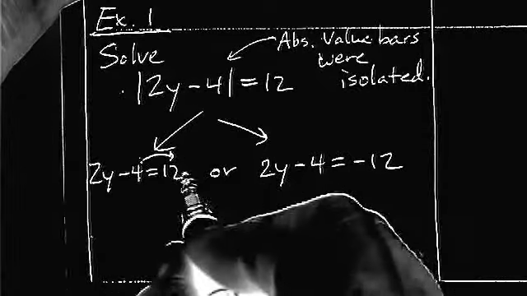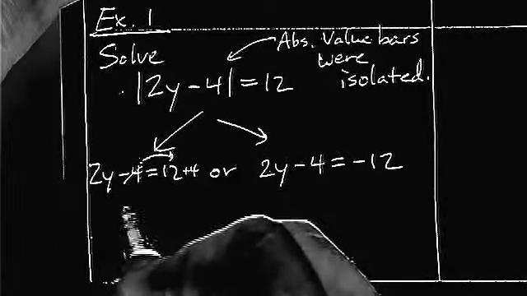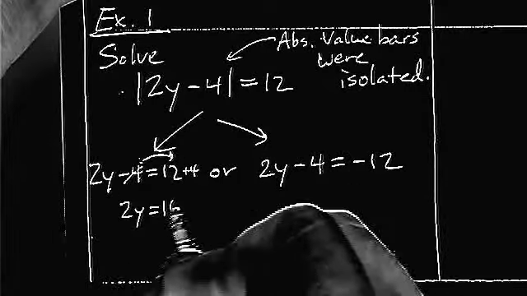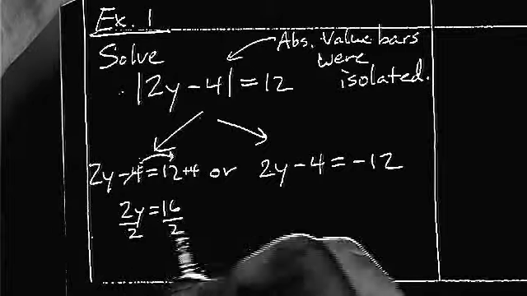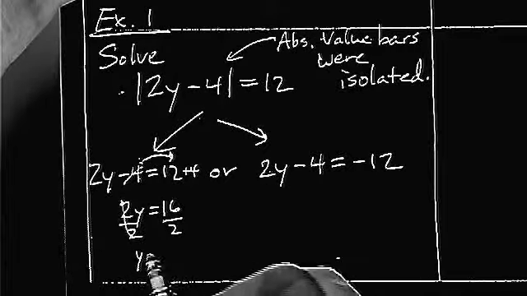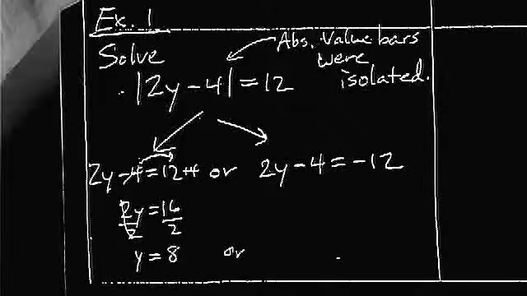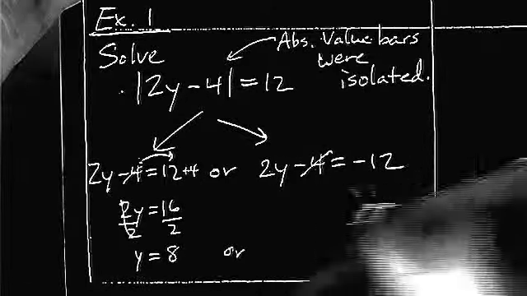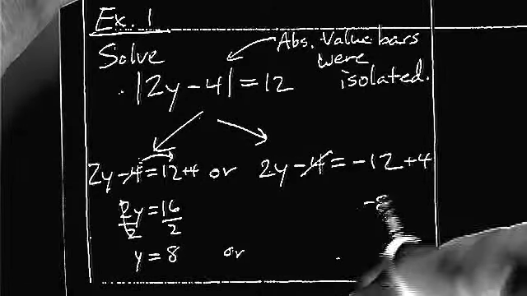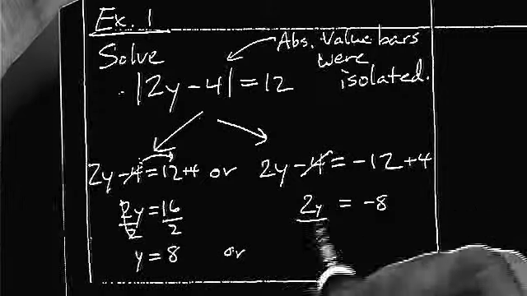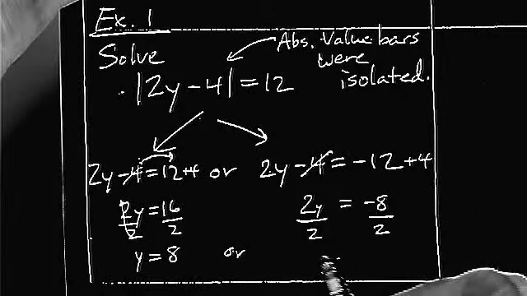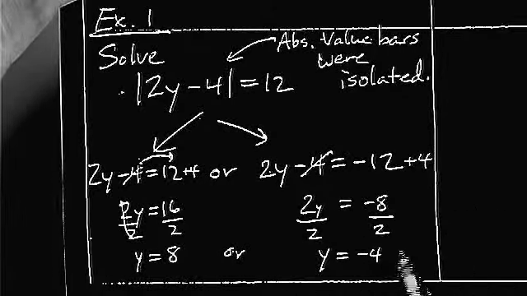Alright, now to finish this particular question, yes, we're going to be adding 4. So 2y will be 16. Yes, we'll be dividing by 2. So y equals 8. And so we'll add 4 over here, and that gives me -8. 2 divided by 2, y equals -4.